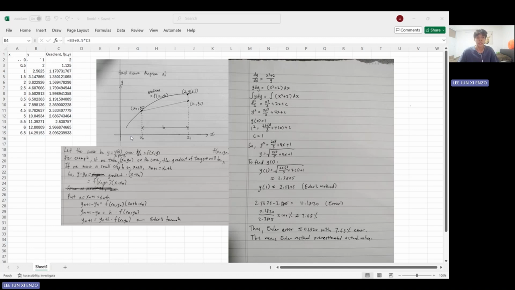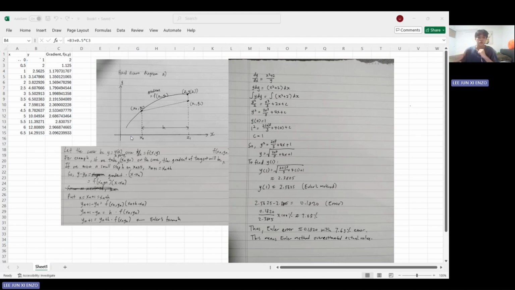We replace x with xn plus h, and we will get yn+1 minus yn equals the step size multiplied by the gradient. We move the yn from the left side to the right side, and we can get the Euler's formula.